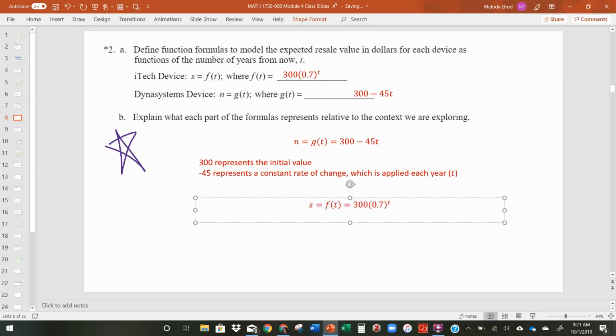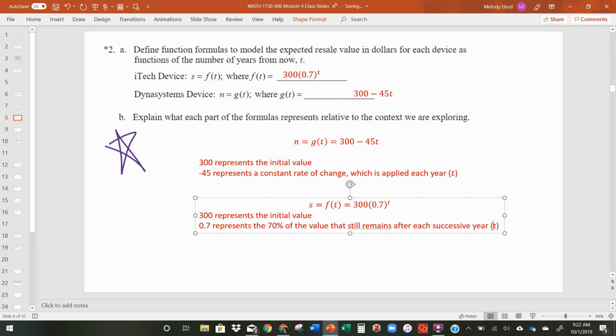In this particular case, what is the 300? Well, the 300 is still the initial value. And what does the 0.7 represent? Well, it represents the 70% of the value that still remains after each successive year.